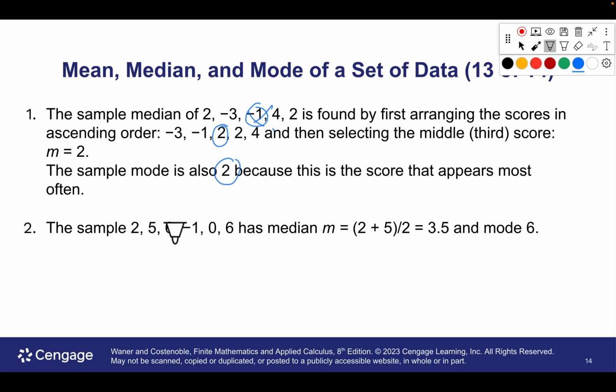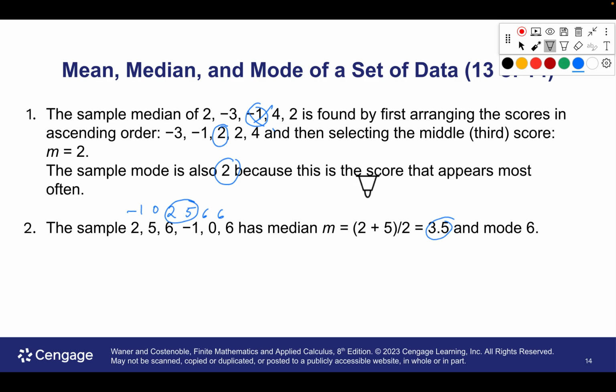So in this case, 1, 2, 3, 4, 5, 6. It's not in order, but if we got it in order, we could do that: -1, 0, 2, 5, 6, and 6. Here are our 2 middle numbers, 2 and 5. We add them together, divide by 2, so then we say our median is 3.5. Okay, so that's locating with a calculation. 3.5 is not actually a data piece, but it's about halfway between the 2 middle pieces. So it's a little more accurate way of doing that.